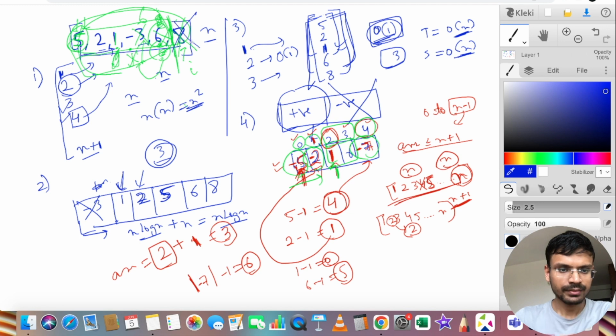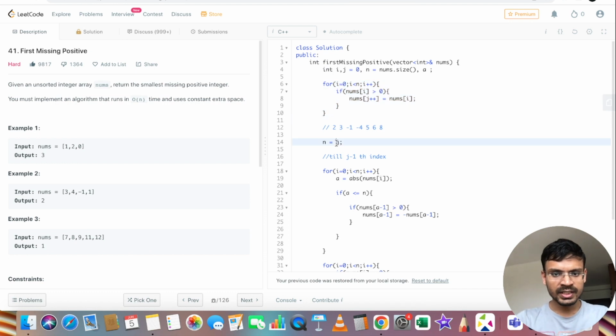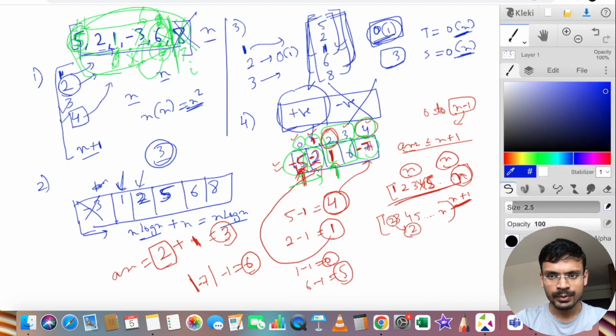I can ignore this 8. Right, so this is what is being done by this for loop. Whatever value is present in j, I have to just consider that part of the subarray. So I am updating this n value to whatever value j had, and I'm running a loop till the nth value. After that I am doing this logic.